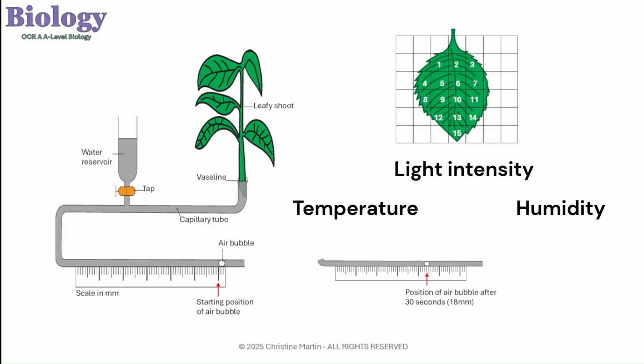Now, wind, i.e. air movement, is going to maintain a steep gradient and therefore increase the transpiration. So again, if we were to plan an investigation on this, we could use a fan with differing speeds so that we can see how that air movement affects the rate of transpiration.